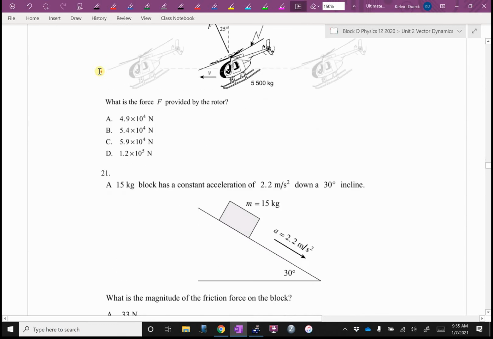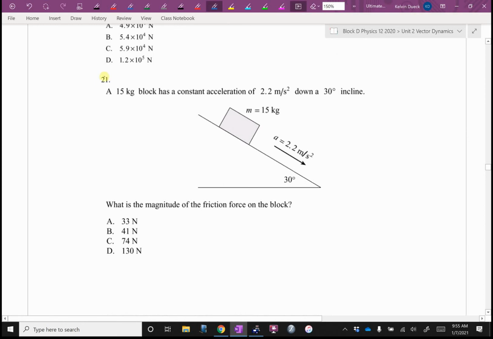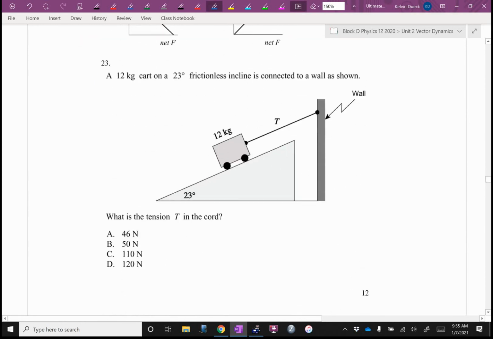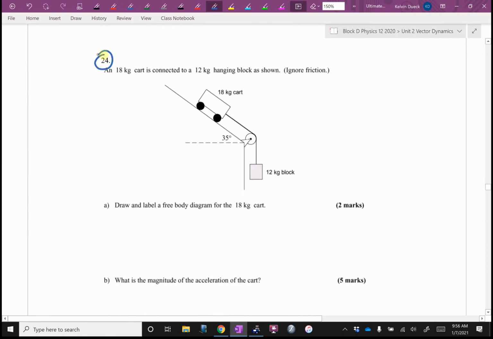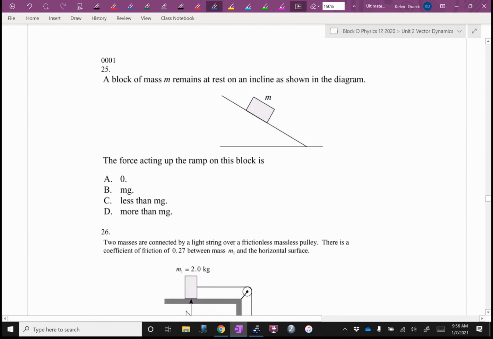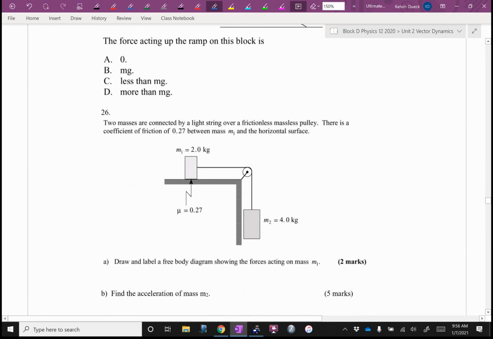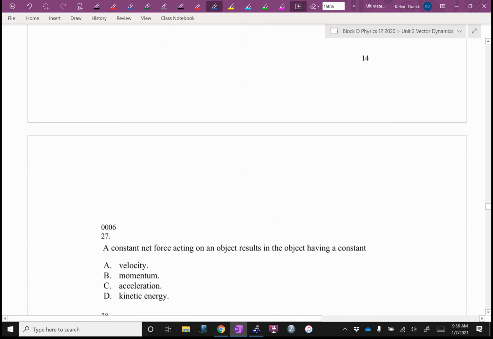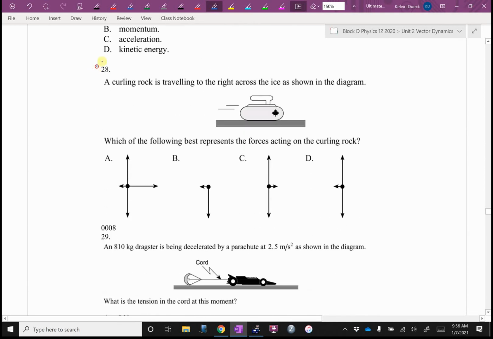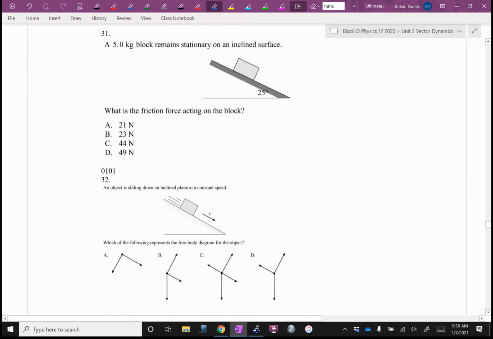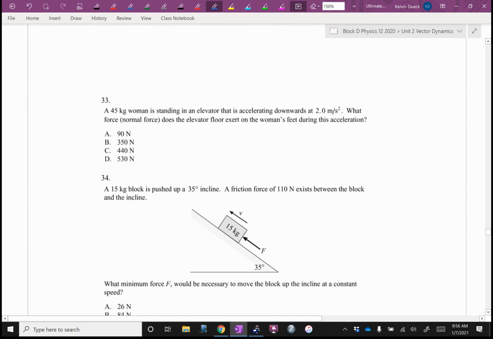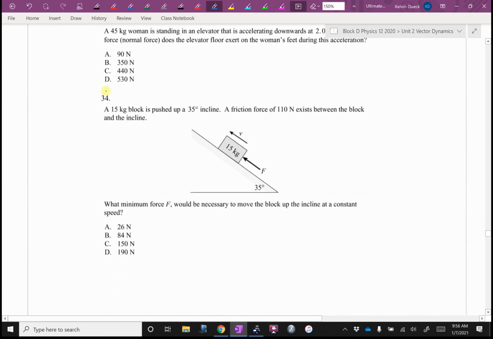19's too easy. You can skip 20. 21 is good. 23 is good. 24 is good. 25 is a good conceptual question. I'll skip 26. That's really Physics 11. 28 is just good conceptual again, free body. I'm going to ask you to draw a free body diagram, so I may as well give you some practice just thinking about them. 32 is good. 34 is good.